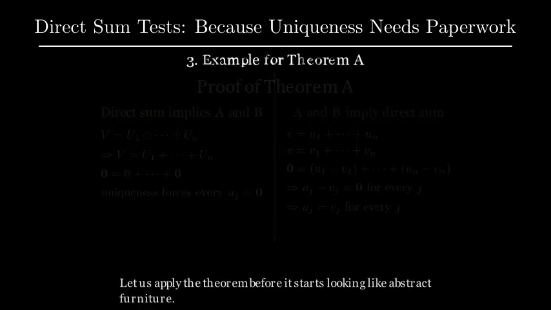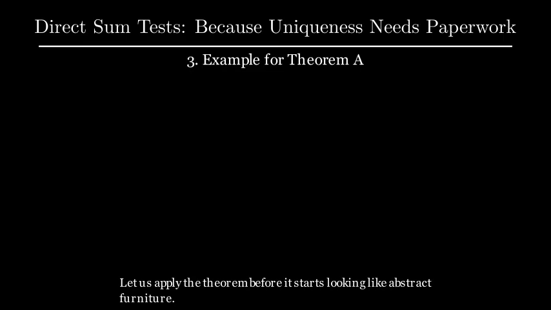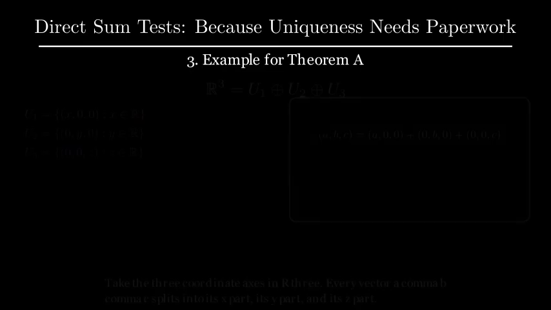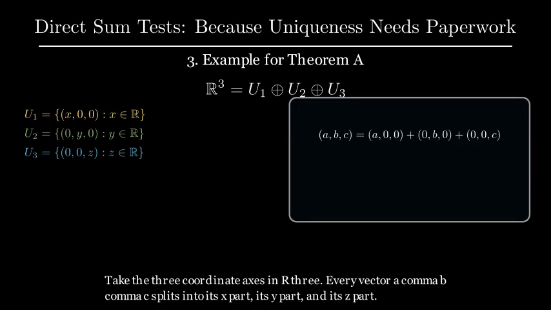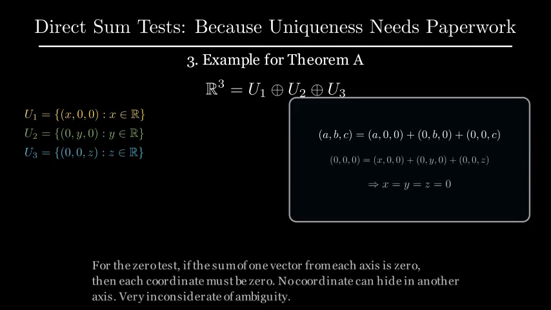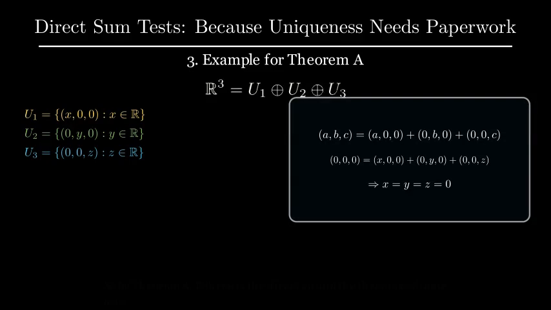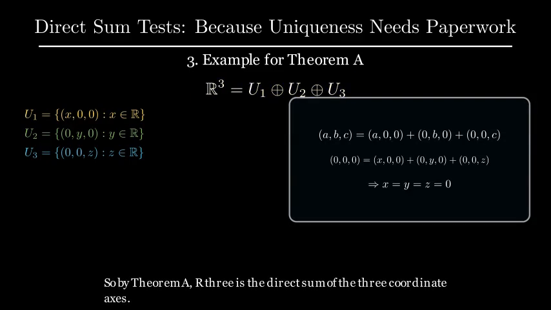Let us apply the theorem before it starts looking like abstract furniture. Take the three coordinate axes in R3. Every vector (a, b, c) splits into its x part, its y part, and its z part. For the zero test, if the sum of one vector from each axis is 0, then each coordinate must be 0. No coordinate can hide in another axis. Very inconsiderate of ambiguity. So by theorem A, R3 is the direct sum of the three coordinate axes.